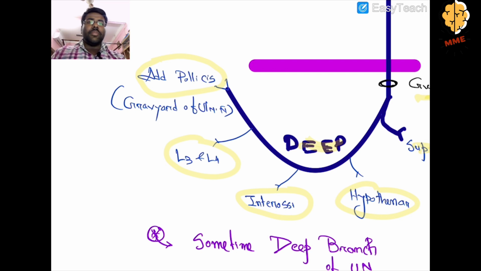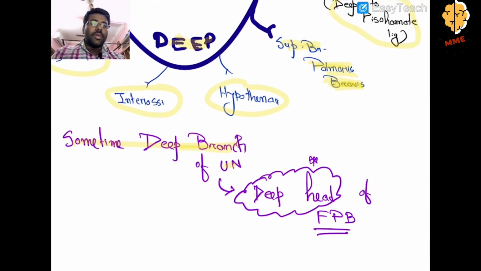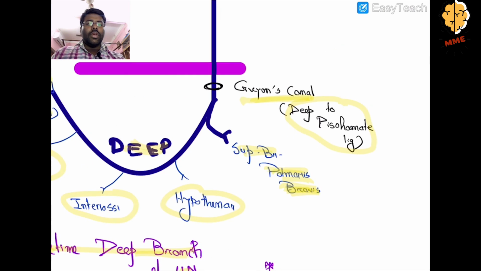Because the ulnar nerve completes its course in the adductor pollicis, this is called the graveyard of the ulnar nerve. Sometimes the deep branch of the ulnar nerve also gives the deep head of the flexor pollicis brevis muscle. So in some cases the flexor pollicis brevis also acts as a hybrid muscle. Okay, so that is the deep branch.